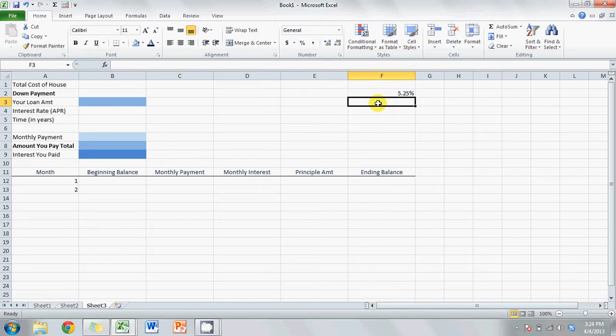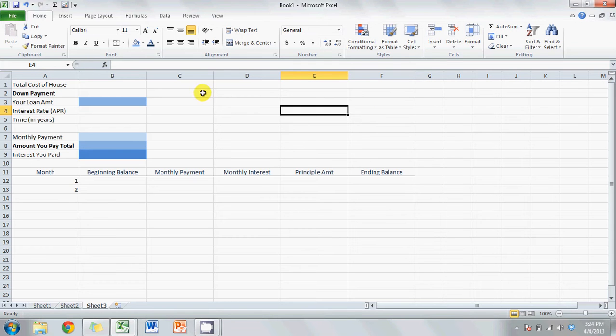If you want dollar amounts, you just enter in the number, click on the cell, and click the dollar sign, and the dollar amount will appear automatically. So just a heads up on that number formatting before we get into things.